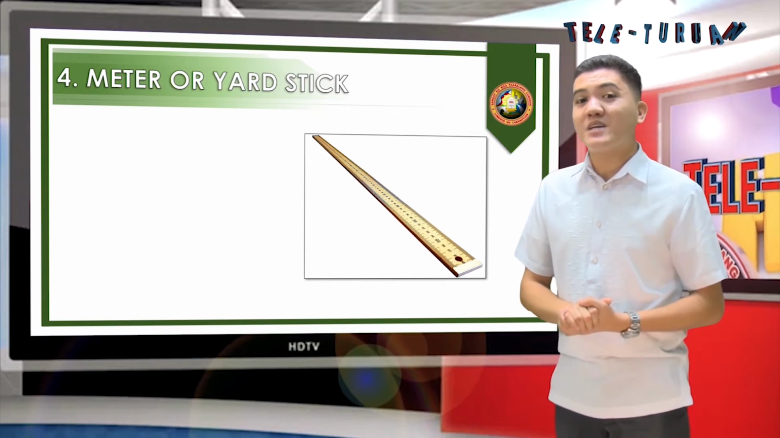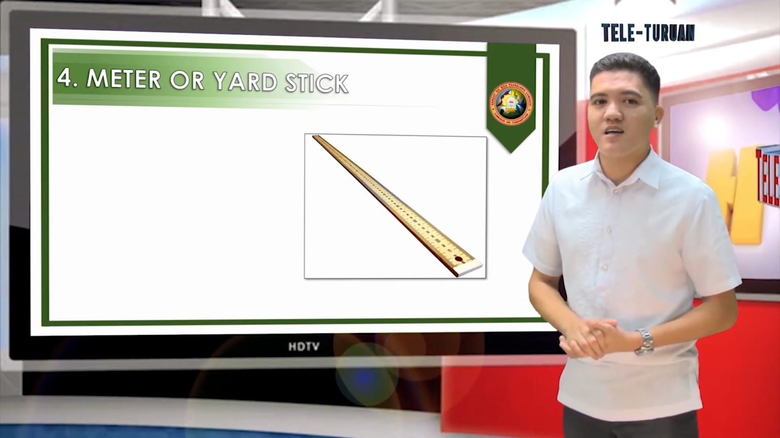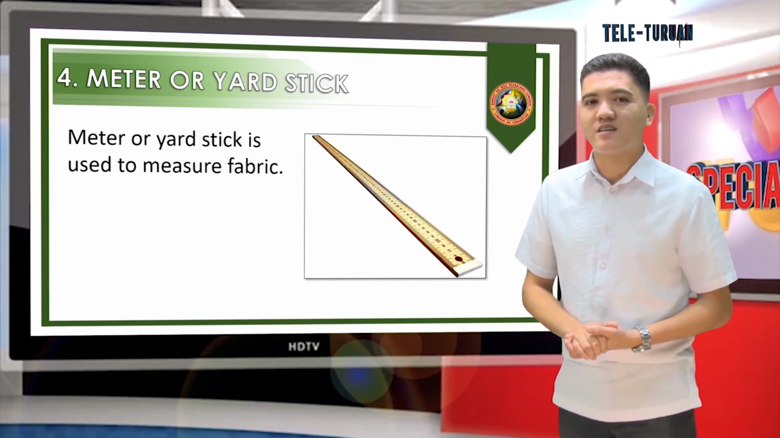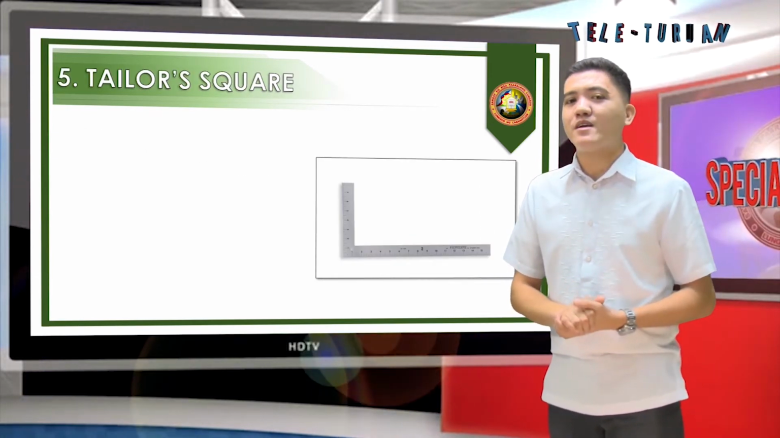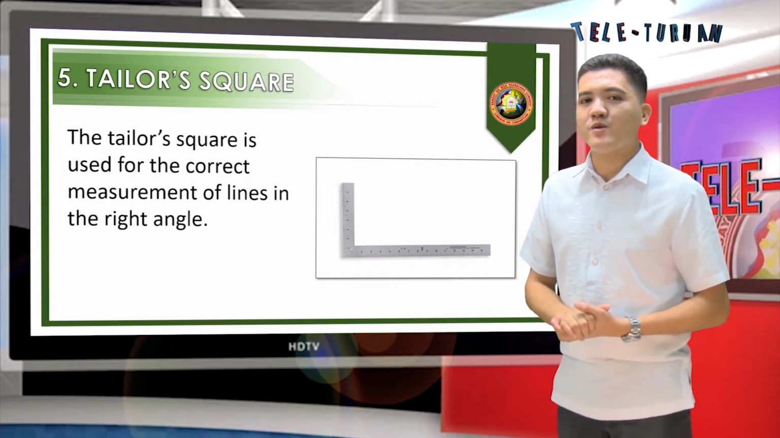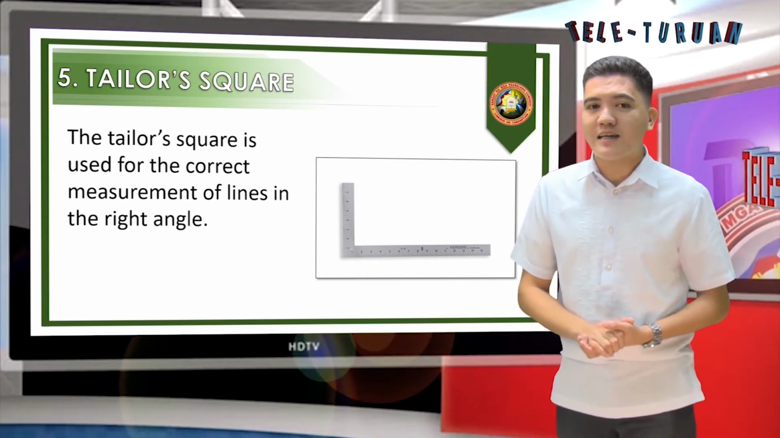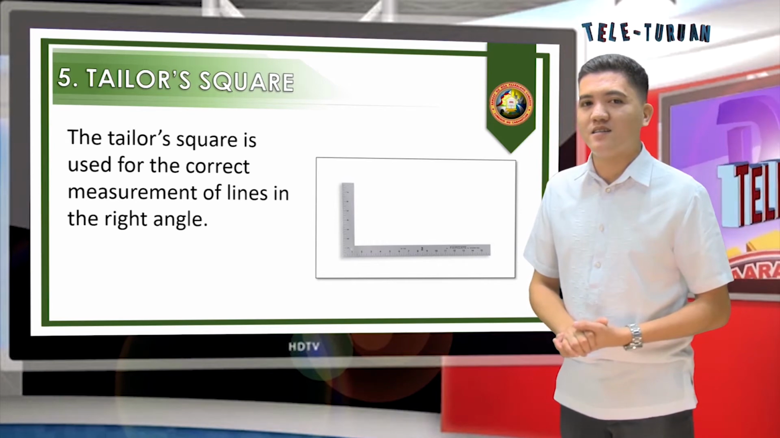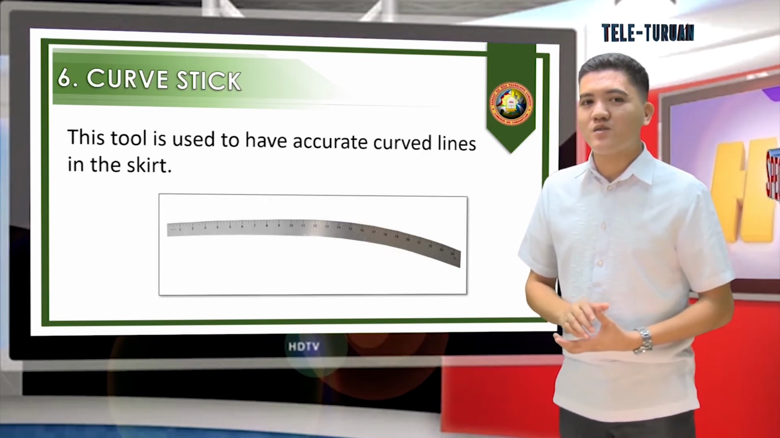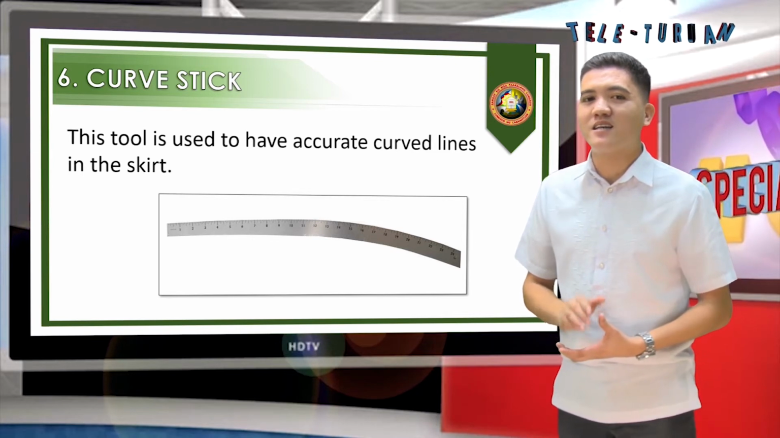Number 4 is a meter or yardstick. Meter or yardstick is used to measure fabric. Number 5, the tailor square. Tailor square is used for the correct measurement of the lines in the right angle. Lastly, the curve stick. This tool is used to have accurate curve lines in skirt.